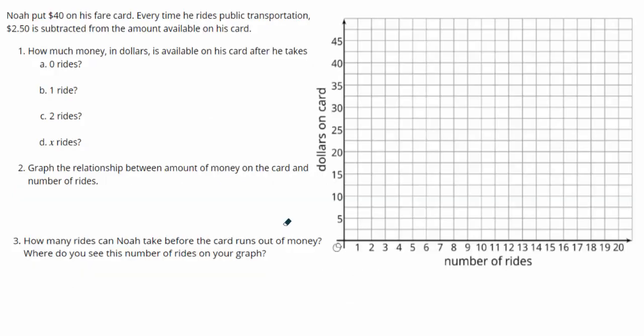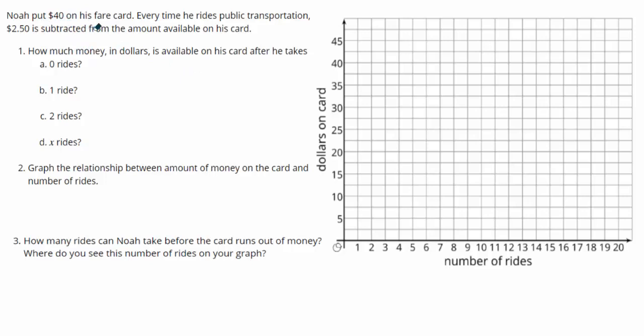If you've ever ridden public transportation, sometimes you may have bought a card that you can use. You put money on it, and then every time you use a bus or the light rail or train, trolley, wherever you're at, you swipe your card and money comes off your account. Your preloaded card, however much money you put on there. So we have a situation like that today.